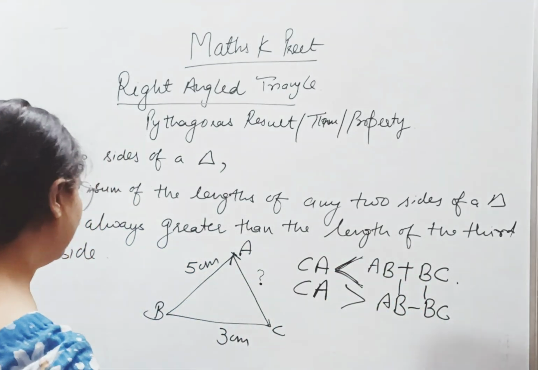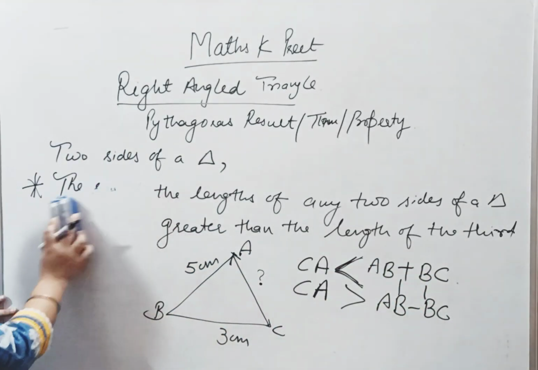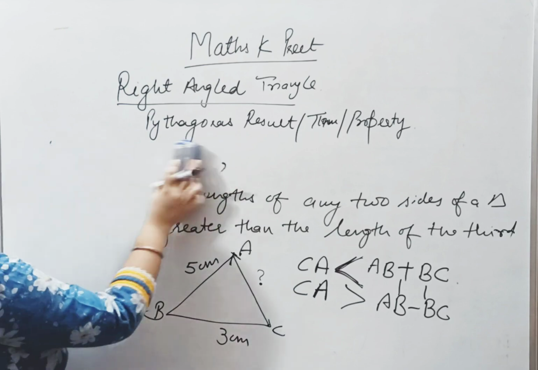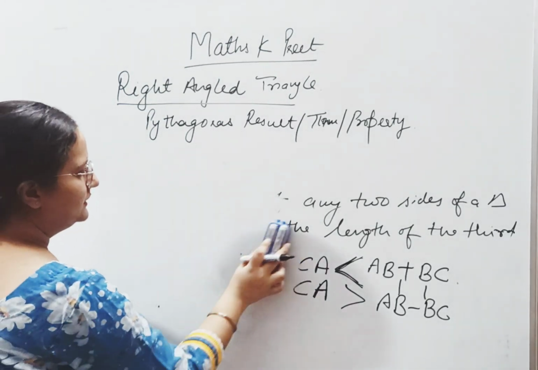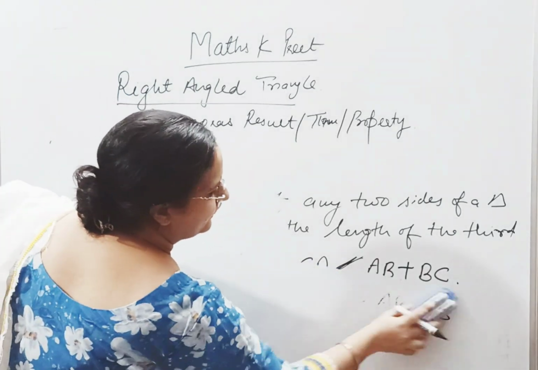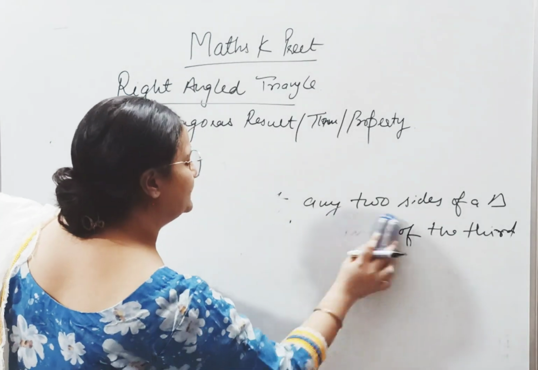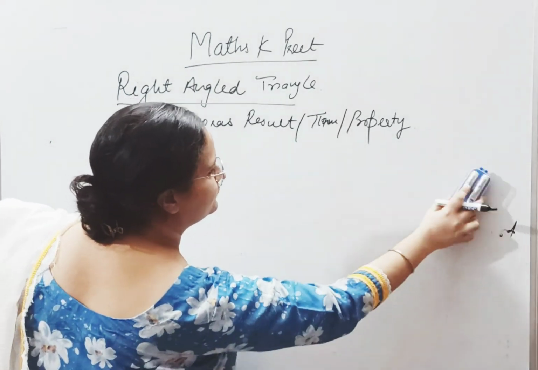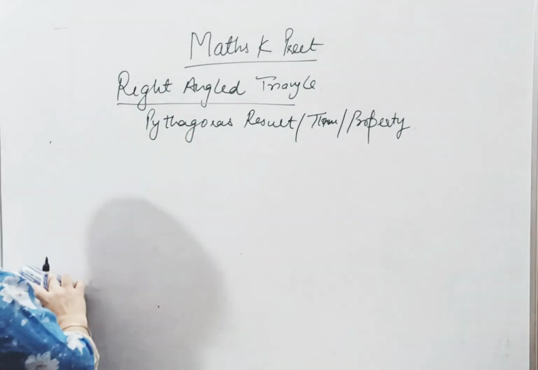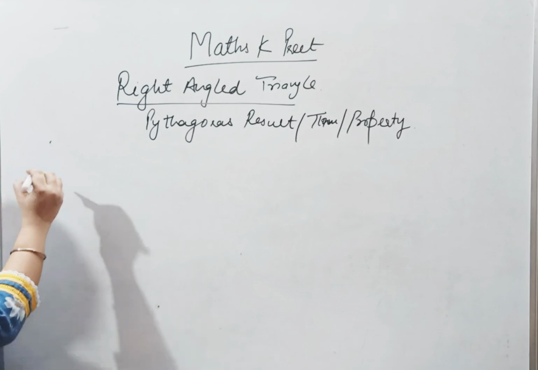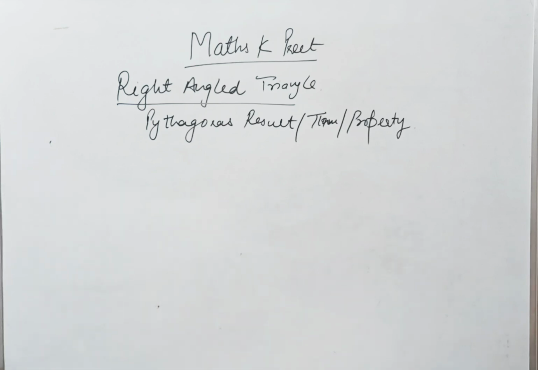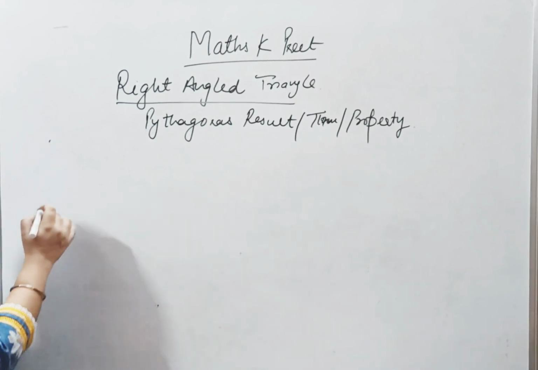So we cannot find the exact measurement for the third side in a triangle if we know the two sides of the triangle. But we can find the third side if the triangle is a right angle triangle, if we know the measurements for the rest of the two sides. So what is a right angle triangle? A right angle triangle is a triangle in which one angle is always of 90 degrees.